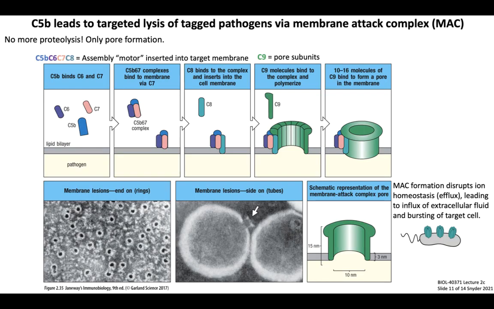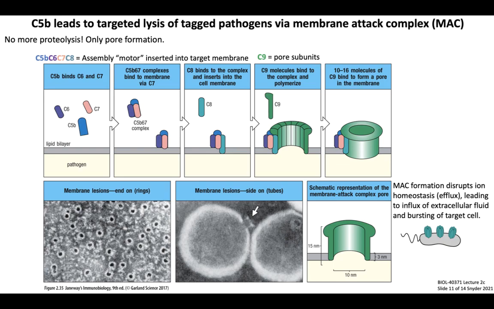Third, C5b attachment to the pathogen surface triggers pore formation through its cell membrane. This is referred to as the membrane attack complex, or MAC. Notably, there are no more proteolysis events in this portion of the complement cascade, only binding interactions and eventually pore formation. So this all occurs when C5b binds to the next three members of the pathway, which are C6, C7, and C8, forming a protein oligomer that inserts itself into the cell membrane.